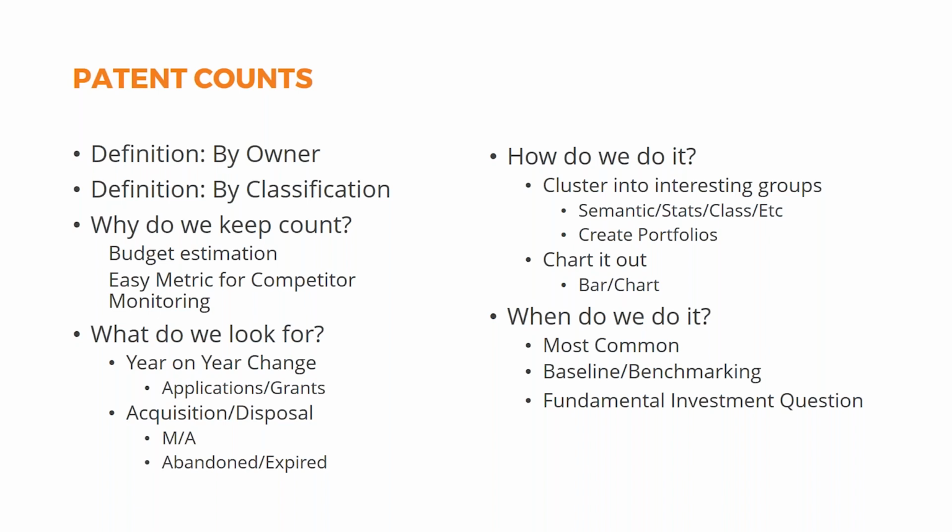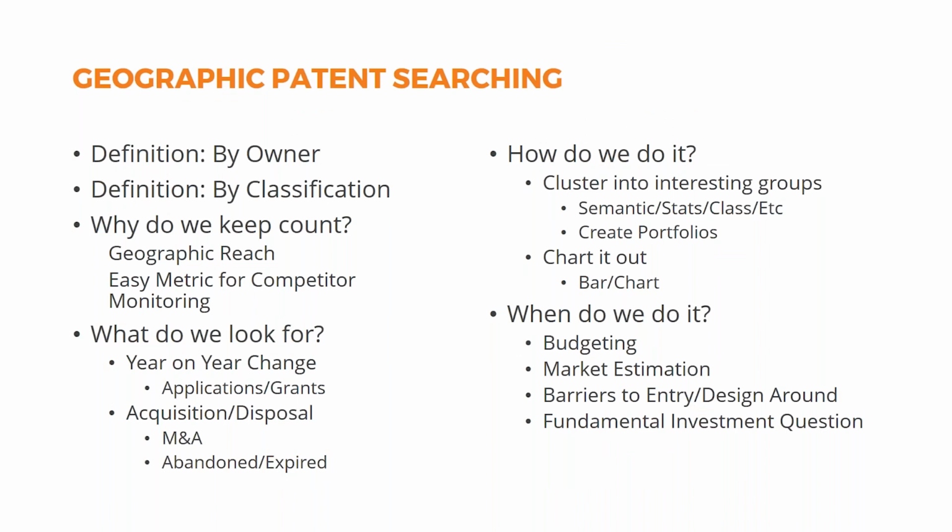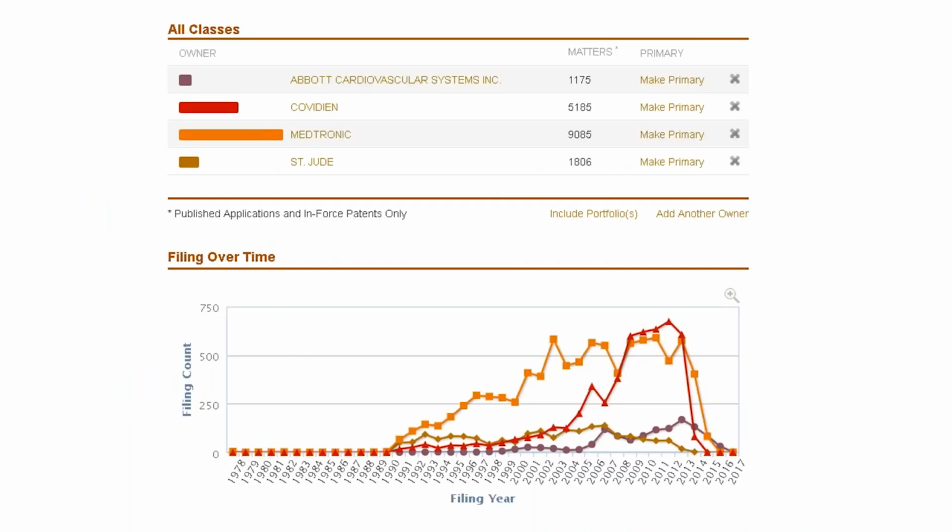How do we see things like that? I think there's... picking on Medtronic here. So here's just a simple way of looking at counts. Here's Medtronic proper, Covidien before the merger, Abbott Cardiovascular, St. Jude, again also pre-merger. We look at counts over time, year-on-year filings, bar chart, and so forth.